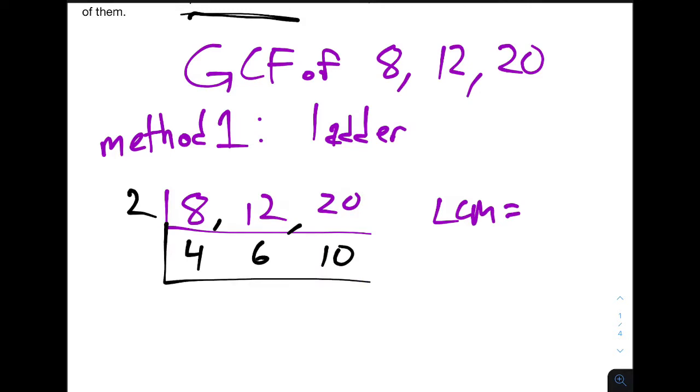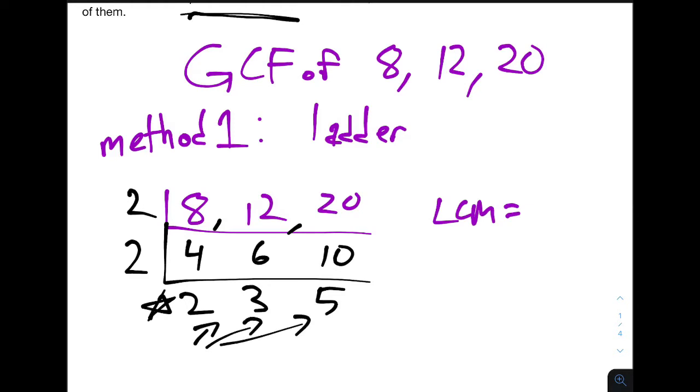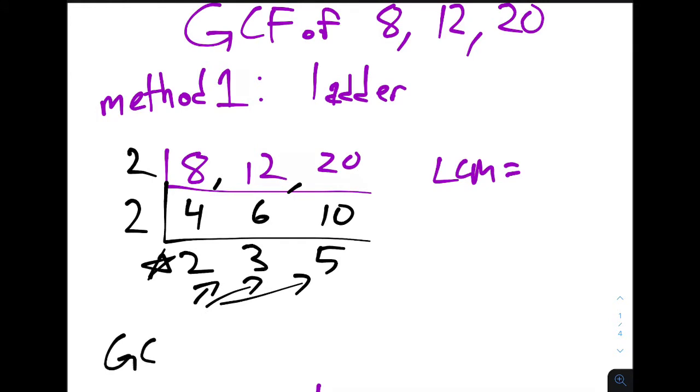I'm going to go again. Looks like 4, 6, and 10 are all even again. So 4 by 2 is 2, 6 by 2 is 3, 10 by 2 is 5. And now, once I reach this point where I can't divide all of these by the same number, I stop. So, to find the GCF, I just take that 2 times the 2, and the greatest common factor of 8, 12, and 20 is 4.